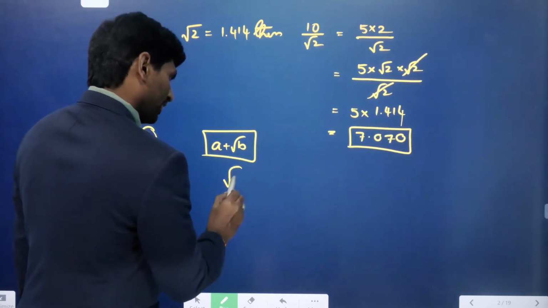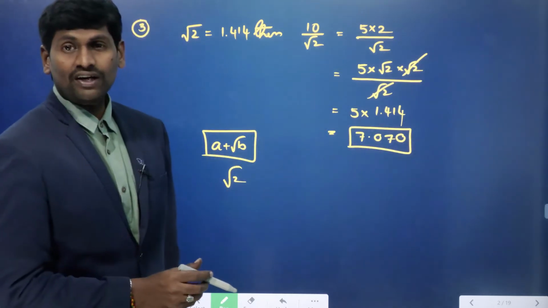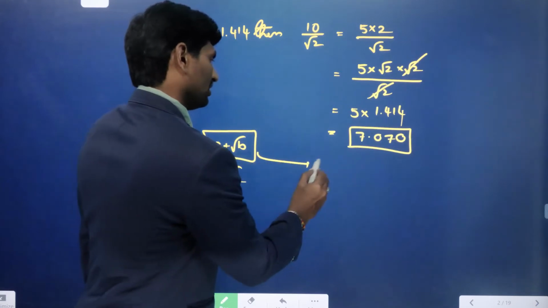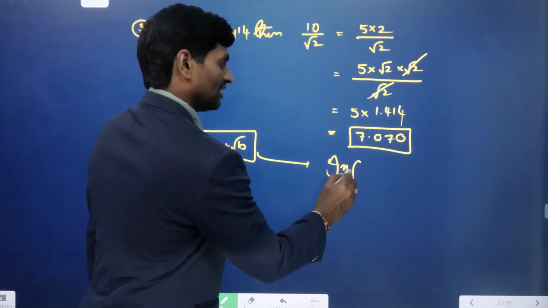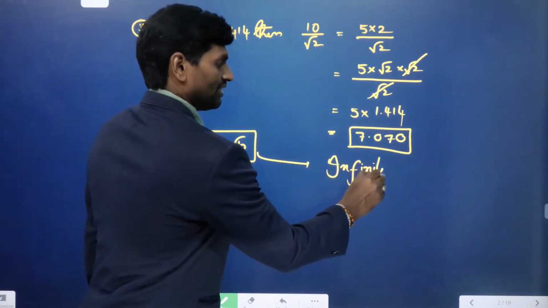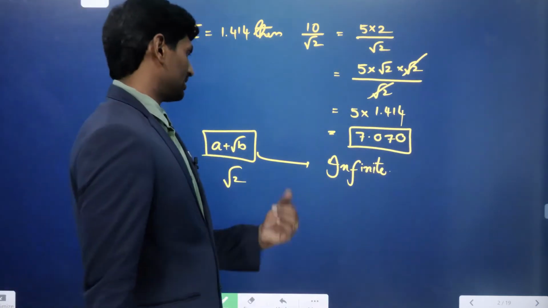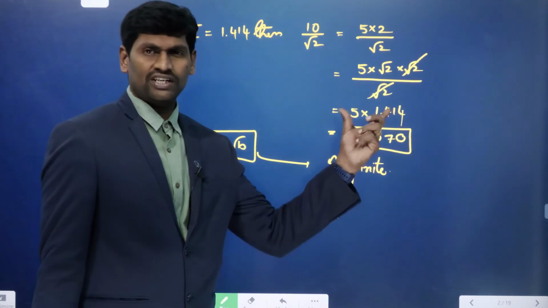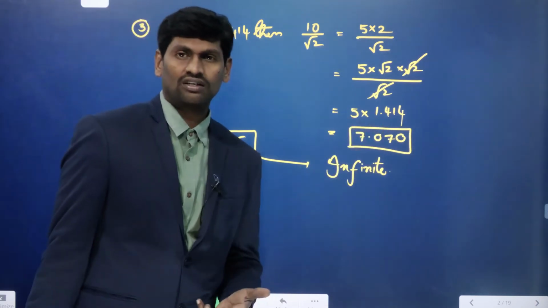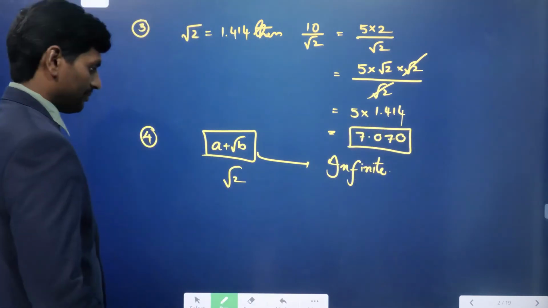or root 2 if you take, how many rationalizing factors are there? Infinite, as we discussed in the previous conversation. Okay, check. Shall I go to the next question? Question number 5.